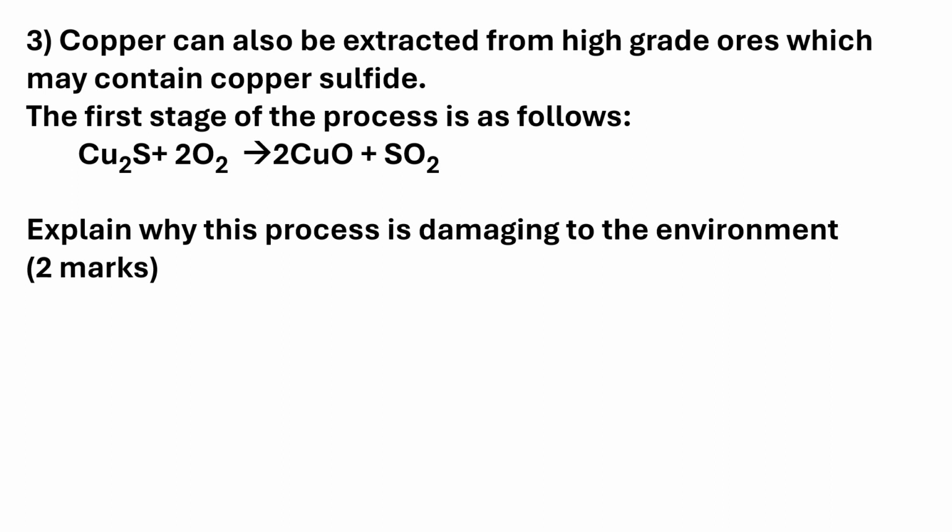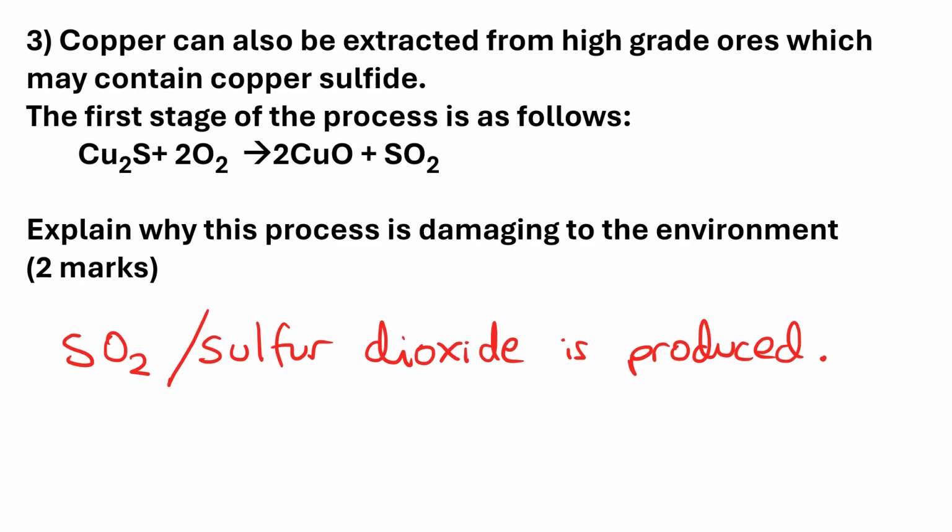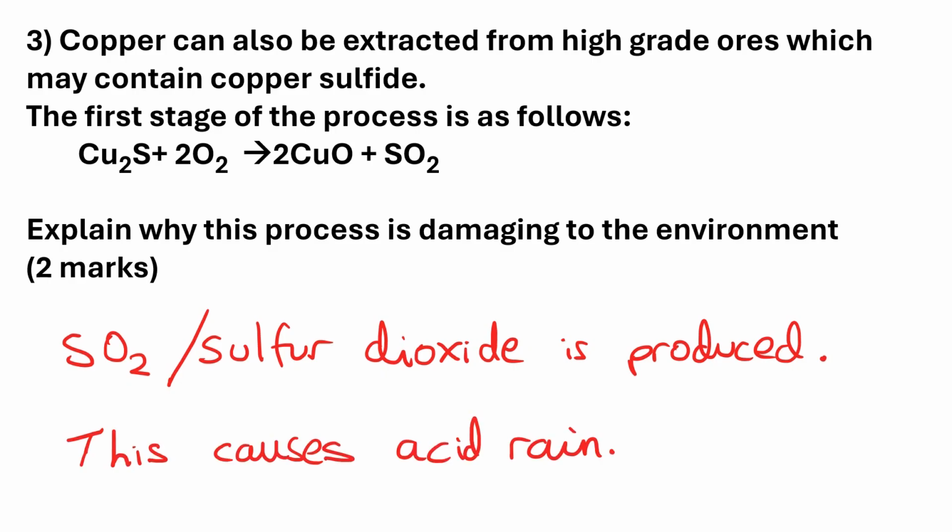So we have to look at what's being produced, and we spot that it's producing SO2. So first of all, we say SO2 or sulfur dioxide is produced, and that means that this could cause acid rain because sulfur dioxide is one of the big causes of acid rain.